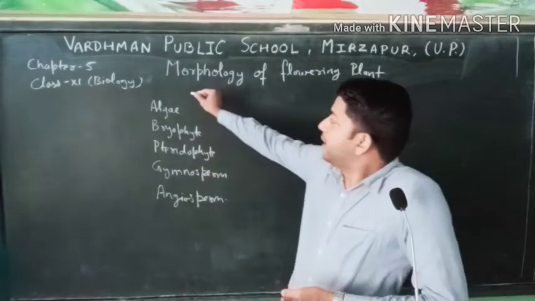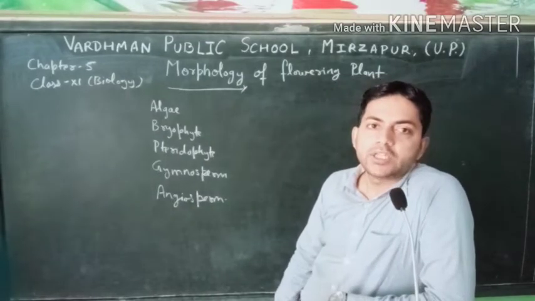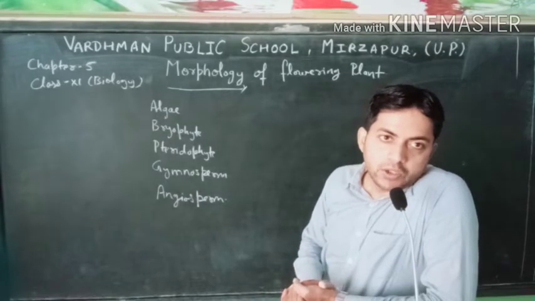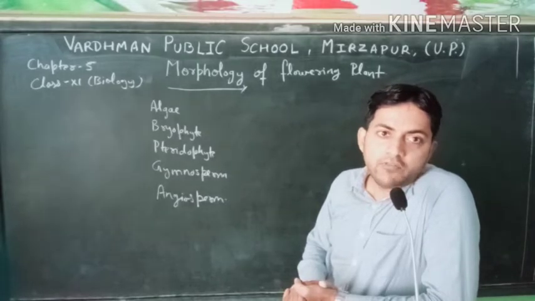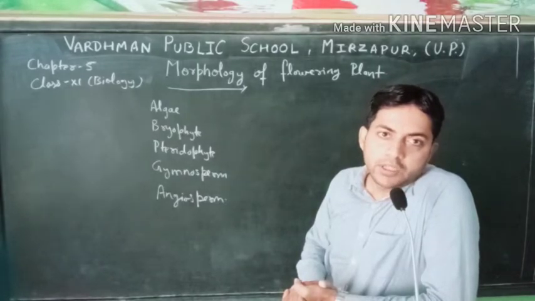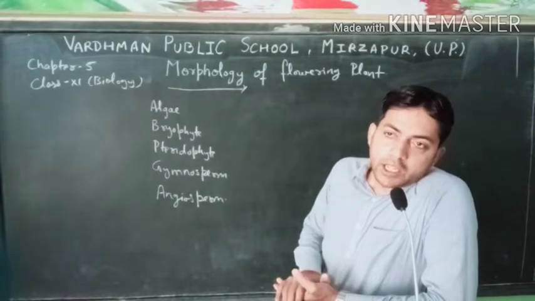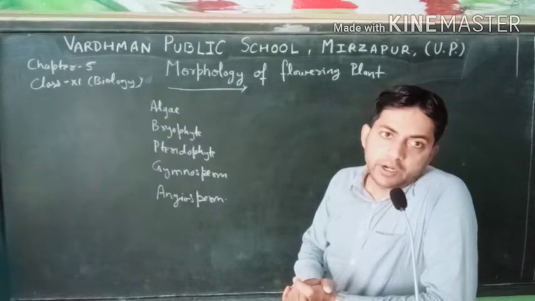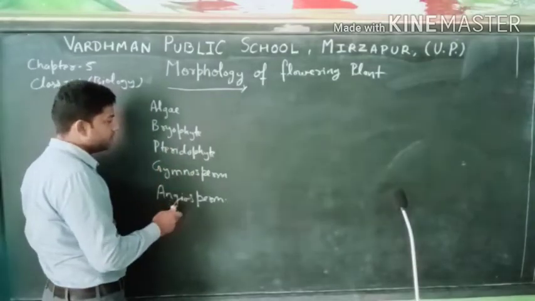As the name indicates, morphology. Morpho means external appearance of an organism, and flowering plant. As we know in chapter 3rd, there are 5 types of plant present in our environment, such as algae, bryophyte, pteridophyte, gymnosperm, angiosperm. Now we are going to understand which one of these is a flowering plant.